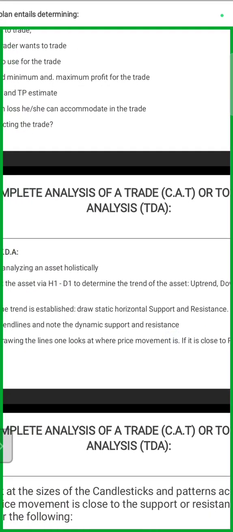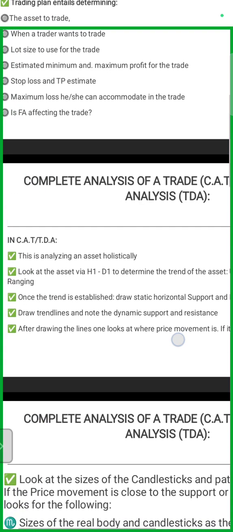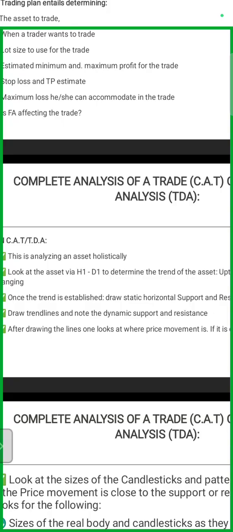And once the trend is established, then draw your static horizontal support and resistance. You can now draw the line. Okay, this is the support, this is the resistance, and then you draw your trend lines as well and take note of the dynamic support and resistance. We'll get to the chart. I will show you how to do that.